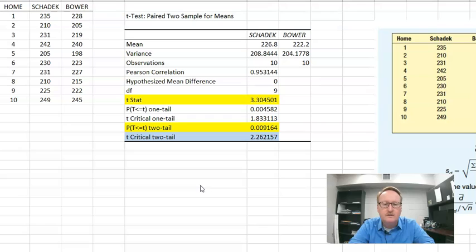and our conclusion is that there is a difference between the two firms that do the house appraising. Okay, I hope this helps.